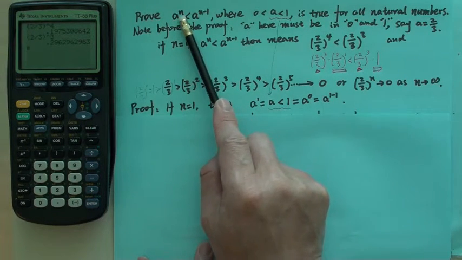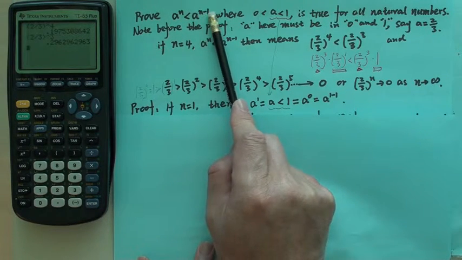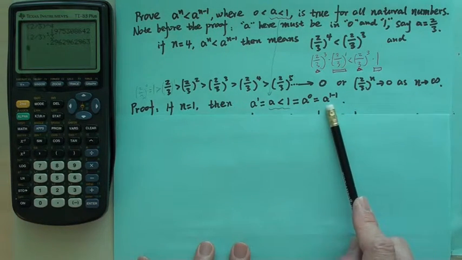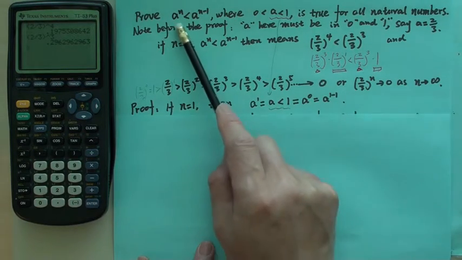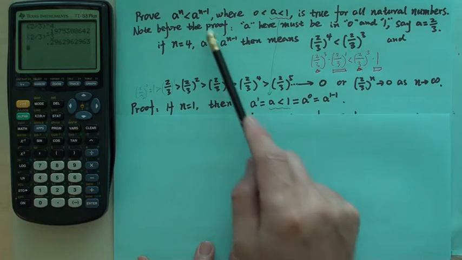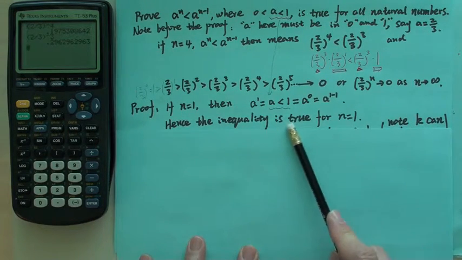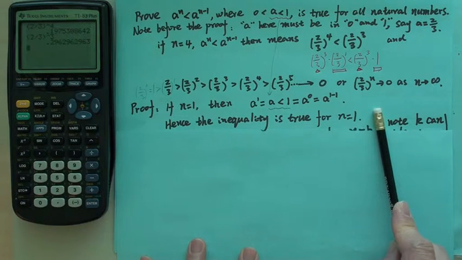You plug in 1 here, and the left side is a to the 1, and the right side is a to the 1 minus 1. So it's true. Here is a to the 1 minus 1, and here is a to the first. So this is true for n equals 1. Hence the inequality is true for n equals 1.